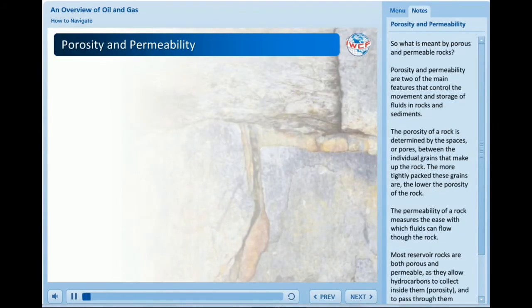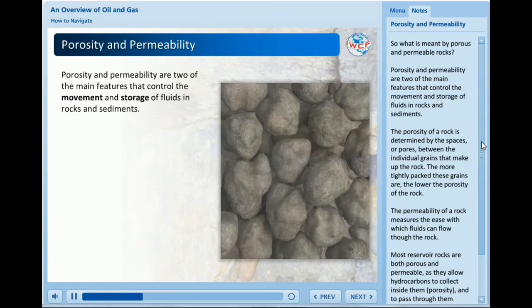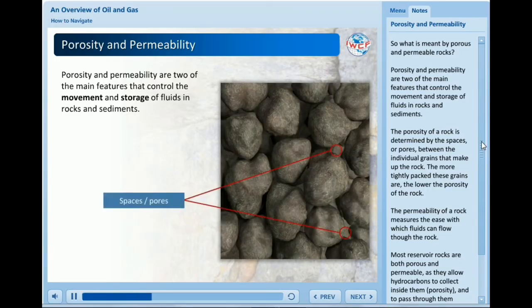So what is meant by porous and permeable rocks? Porosity and permeability are two of the main features that control the movement and storage of fluids in rocks and sediments. The porosity of a rock is determined by the spaces or pores between the individual grains that make up the rock. The more tightly packed these grains are, the lower the porosity of the rock.